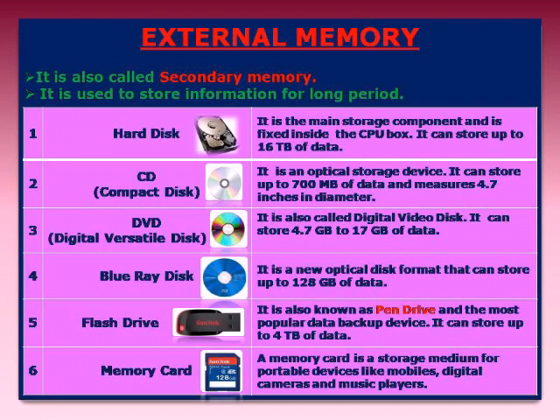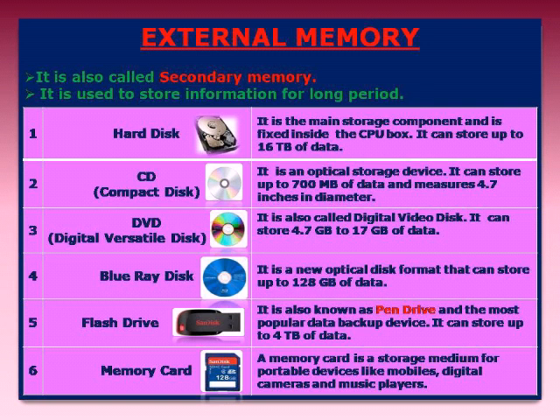External memory. It is also called secondary memory, and it is used to store information for a long period of time. The various parts of external memories are: first one, hard disk. It is the main storage component and is fixed inside the CPU box. It can store up to 16 TB of data. Second, CD or compact disc. It is an optical storage device. It can store up to 700 MB of data and measures 4.7 inches in diameter.